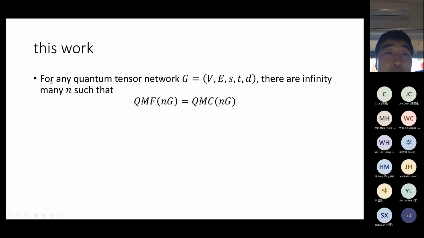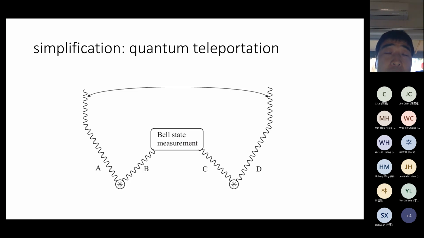So in this talk, I show that for any quantum tensor network G, there are infinitely many n such that quantum max flow NG equals quantum min cut of NG. So rather than use random tensor assignment, we use this very simple protocol, quantum teleportation.